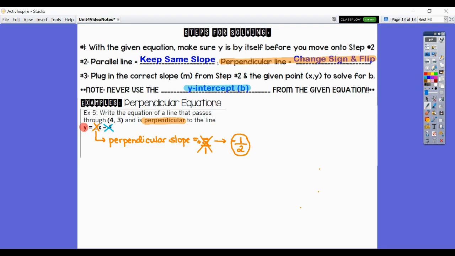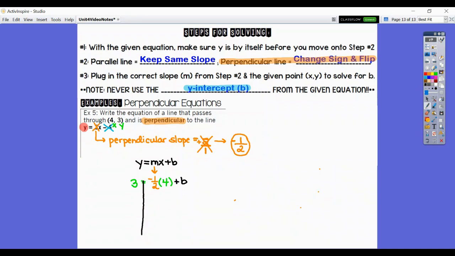At this time, I can go to y equals mx plus b with my perpendicular slope. The m we just solved for is going to be -1/2 now. The x comes from our point, which is going to be 4, and then the y is going to be 3. B is what we need to solve for, so we go ahead and put plus b.